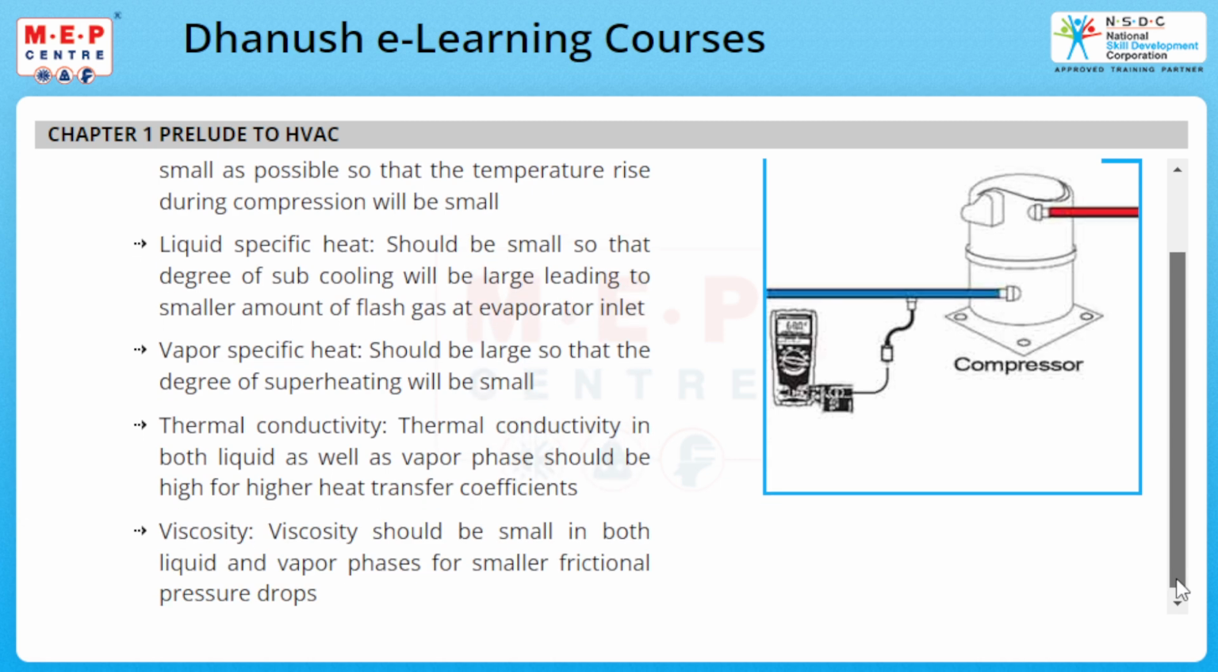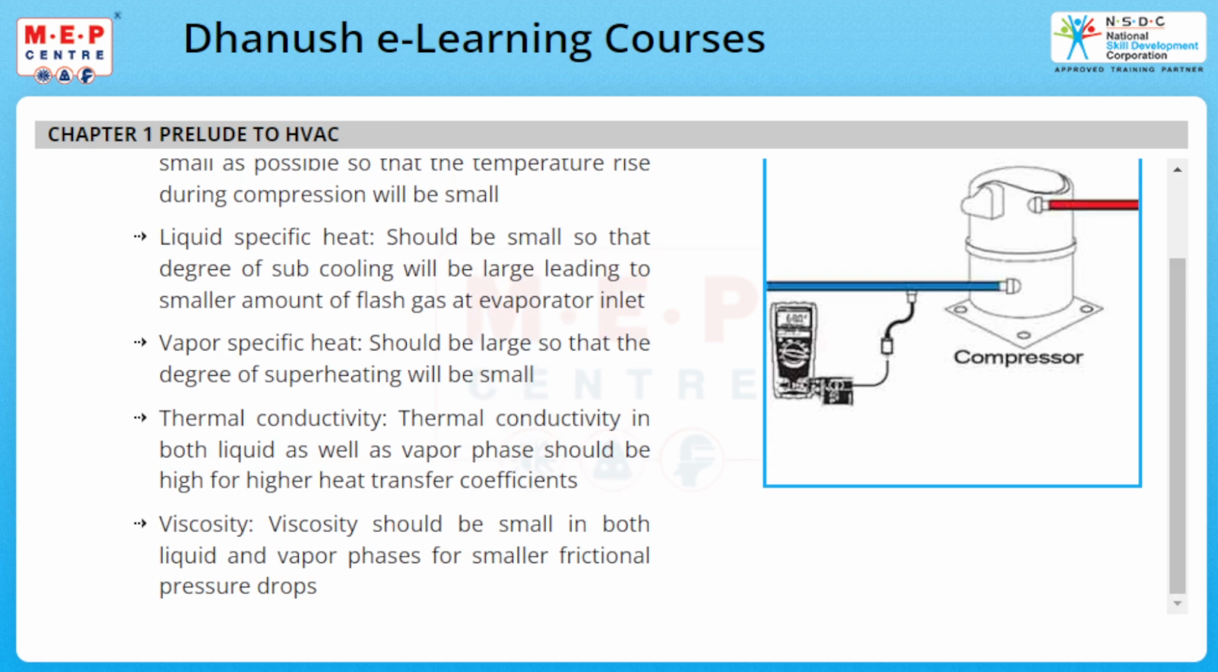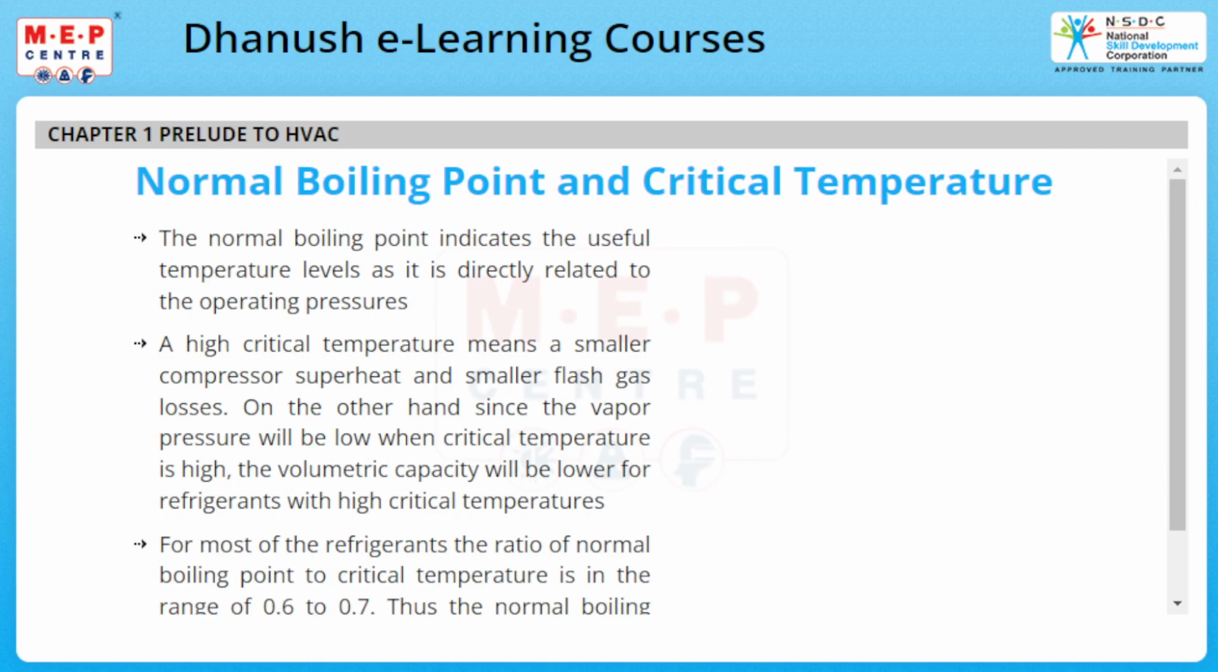Thermal conductivity. Thermal conductivity in both liquid as well as vapor phase should be high for higher heat transfer coefficients. Viscosity. Viscosity should be small in both liquid and vapor phases for smaller frictional pressure drops. The normal boiling point indicates the useful temperature levels as it is directly related to the operating pressures.